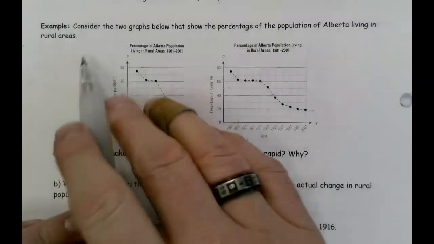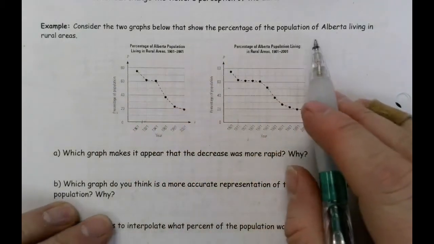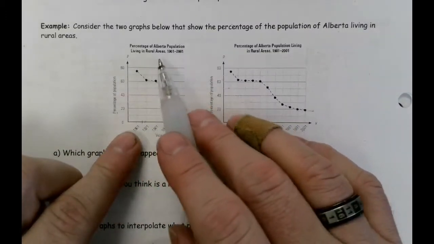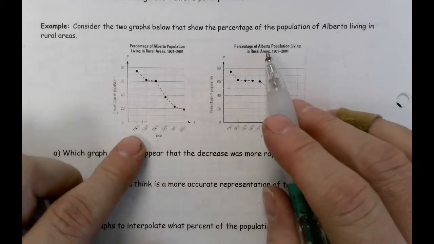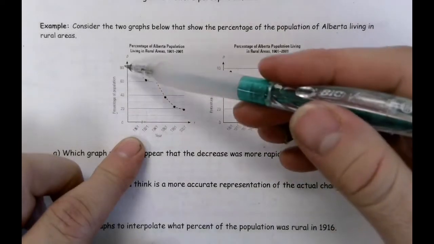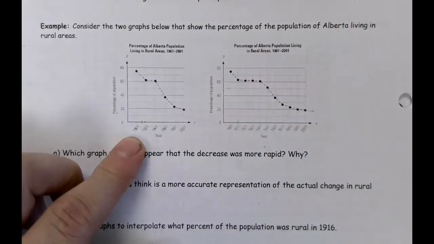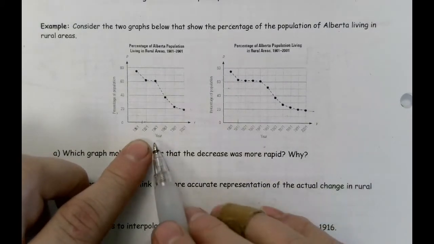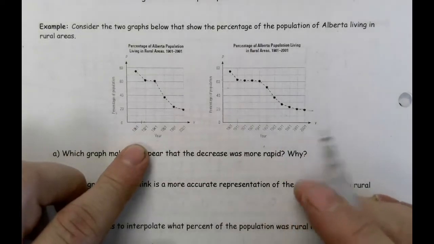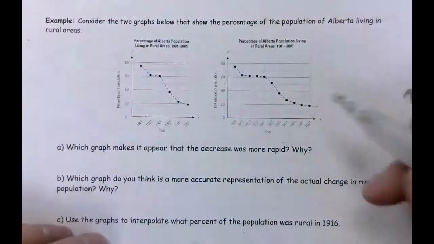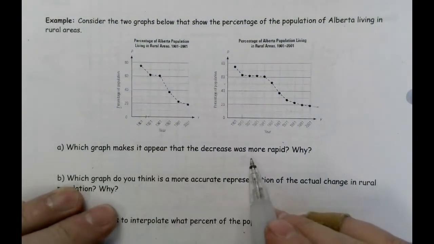So let's take a look at this question here. It says, consider the two graphs below that show the percentage of the population of Alberta living in rural areas. Okay, so here's percentage of Alberta population living in rural areas from 1901 to 2001. Now, if you look at the y-axis here, it's in terms of percentage, so the scale is exactly the same. But the x-axis is a little bit different here. So we're still doing years, but notice that there are more years shown here. In other words, we've collapsed this one and zoomed in on this one here. So which graph makes it appear that the decrease was more rapid?